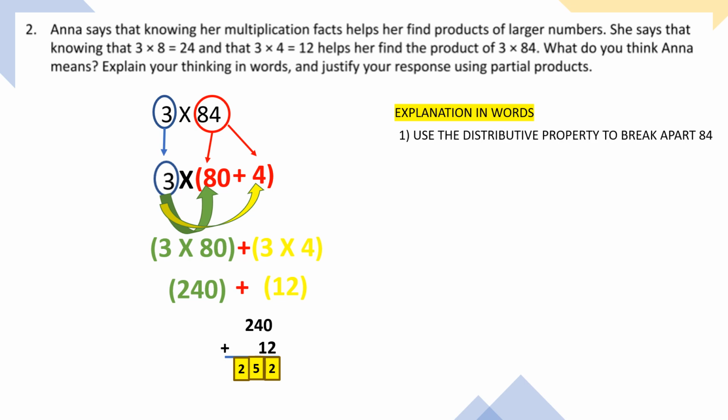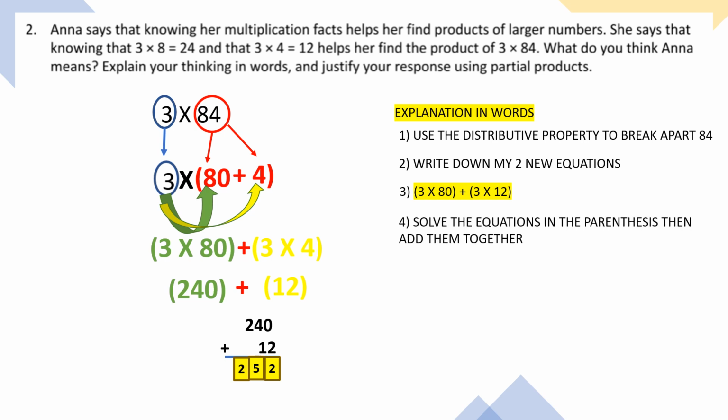All right, so we can explain what we did in words by just explaining our process. So first, we used the distributive property to break apart 84. Then we wrote down our new equations. Those new equations were 3 times 80 plus 3 times 12.